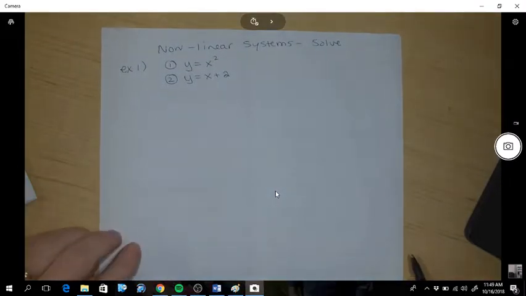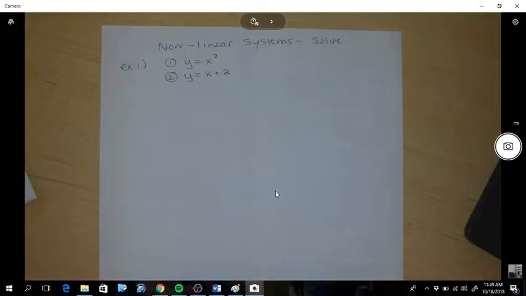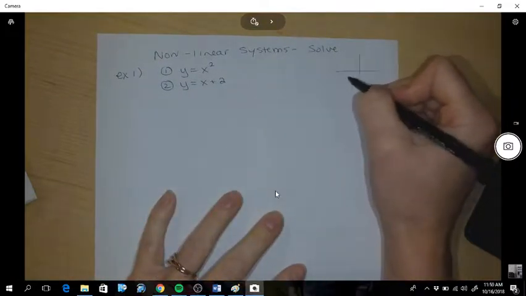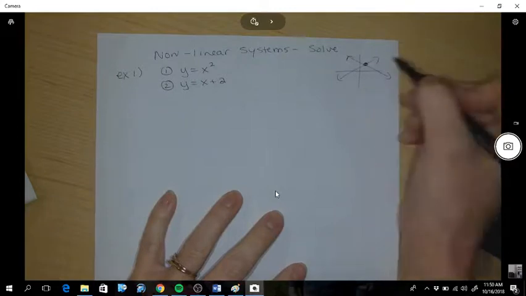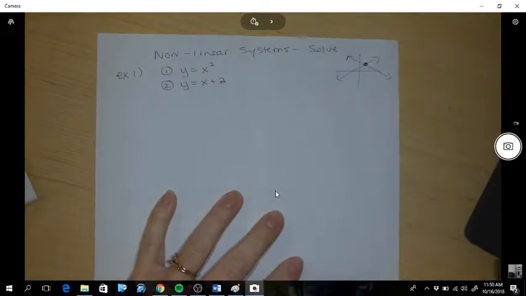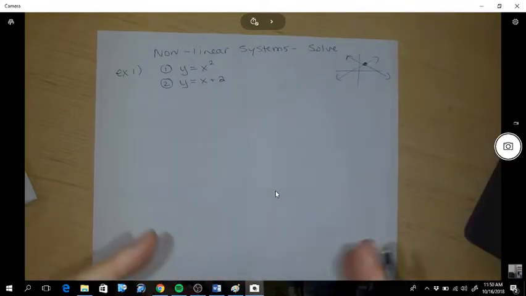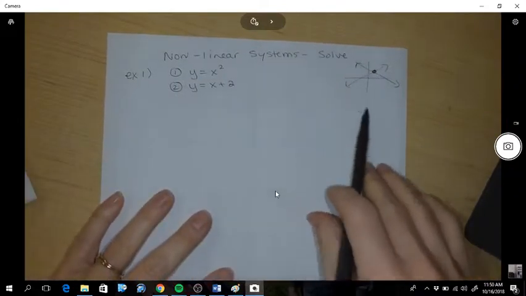Okay, so in grade 10 you would have done solving two linear equations. So in grade 10, if this was a line and this was a line, then solving them meant where did they intersect. Okay, we're doing the same thing, but this time it's not two linear equations.